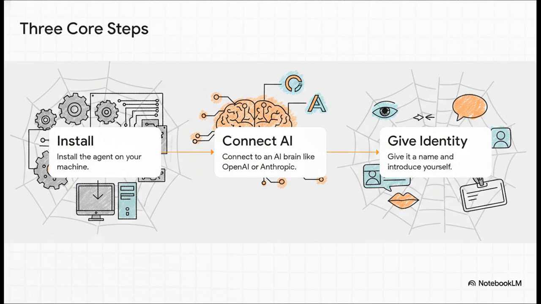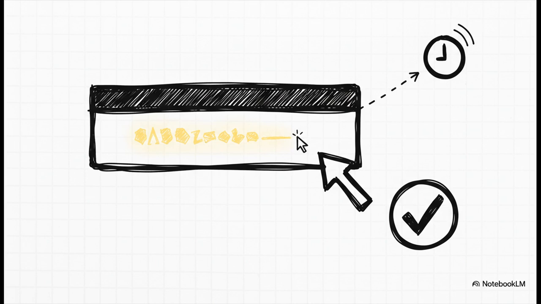First, you got to install it. Second, you connect it to an AI brain, like the big models from OpenAI or Anthropic. And third, and this is the fun part, you give it a personality and tell it who you are. Let's dig in. Getting this thing up and running is surprisingly easy, even if you're not some coding wizard.